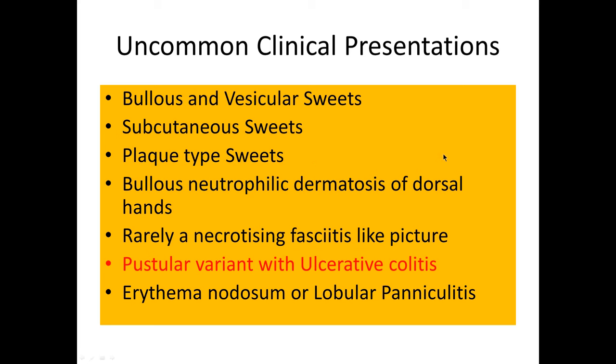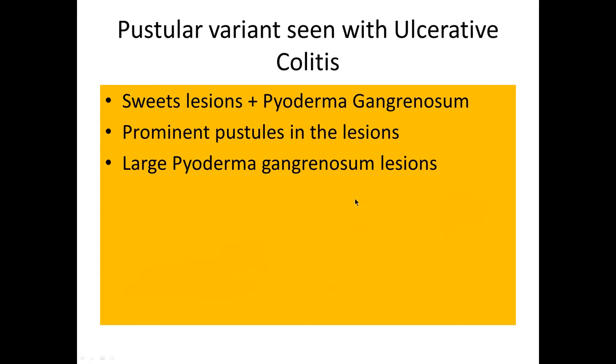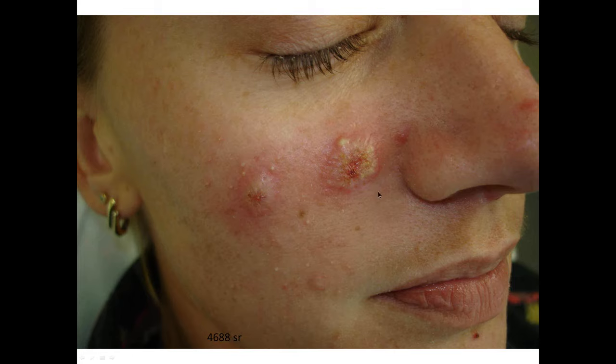What other uncommon clinical presentations can we have? Well, there's the pustular variant that we see with ulcerative colitis. Usually you get the combination of Sweet's lesions and pyoderma gangrenosum in those patients. Prominent pustules, and often the pyoderma gangrenosum lesions are quite large.